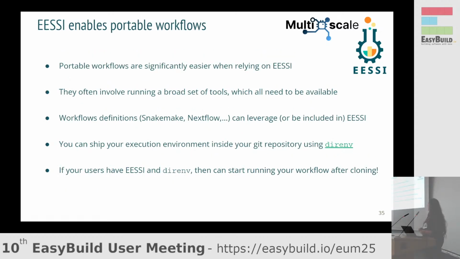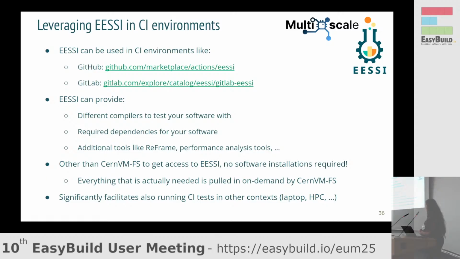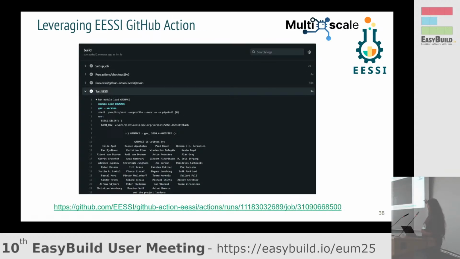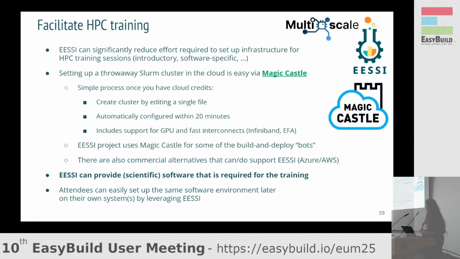On workflows, as I told, leveraging EESSI in your CI environments. We have an EESSI GitHub Action which installs CernVMFS in your action and then makes all the modules and sets up the environment in the action, so that you can simply do a module load of, for instance, PyTorch if your software depends on it, and then test your software on top of it. This is how one of the CI environments looks. And this is EESSI in action in a GitHub Action. We have some examples out there if you would like. EESSI is also easy to use to facilitate trainings.